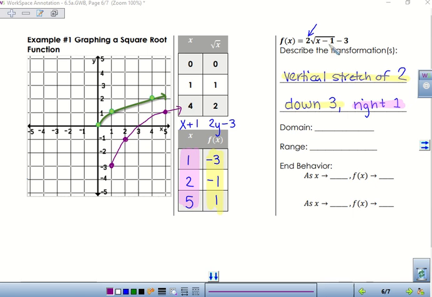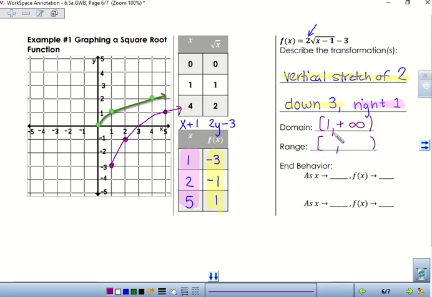What would happen if I had plugged in 0 into my function? 0 minus 1 is? Could you take the square root of that? No. So the smallest possible value I could have plugged into this is 1. So my domain is from 1 to positive infinity, because the lowest my x ever is going to go is 1 right here.